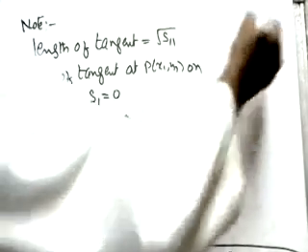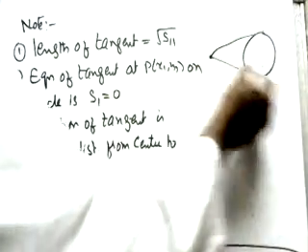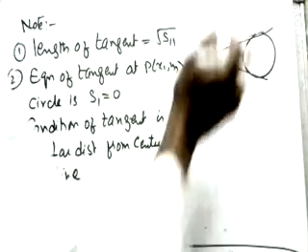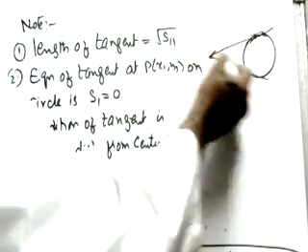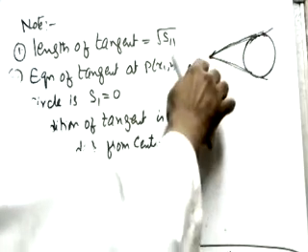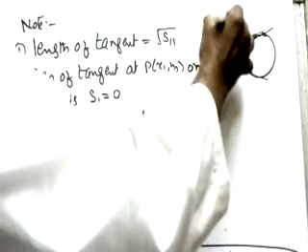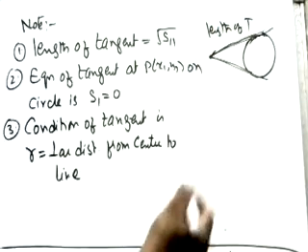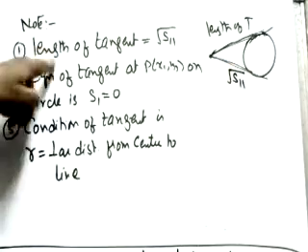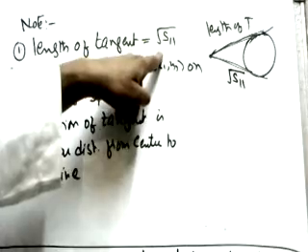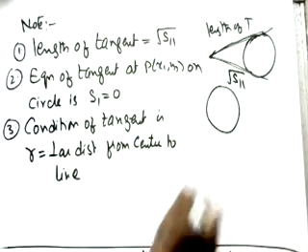Now see the next concept. Suppose we are having a circle. From an outside point we can draw two tangents to it. These two tangents we can draw from the point outside to the circle. Now this length will be equal. The length from the point to the point where the tangent touches the circle is called the length of tangent. Its formula: length of tangent is given by root of S11.